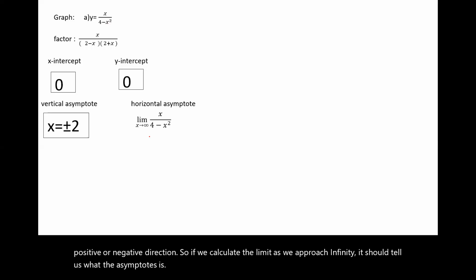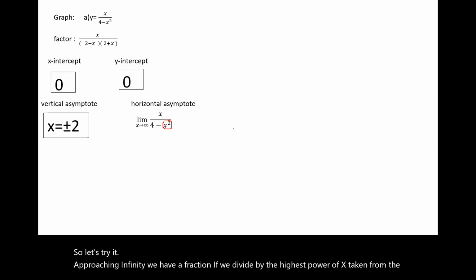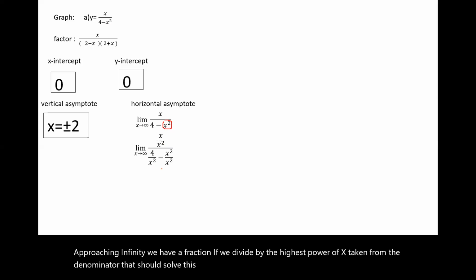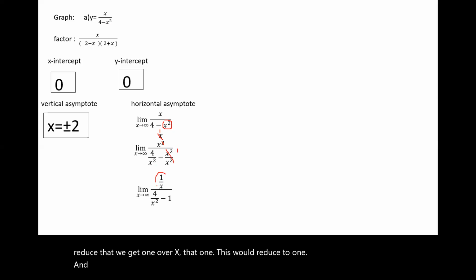So let's try it. Approaching infinity, we have a fraction. If we divide by the highest power of x taken from the denominator, that should solve this one. So we divide everything by x squared. Let's reduce that. We get 1 over x for that one. This would reduce to 1. And then putting in infinity, 1 over a very large number.